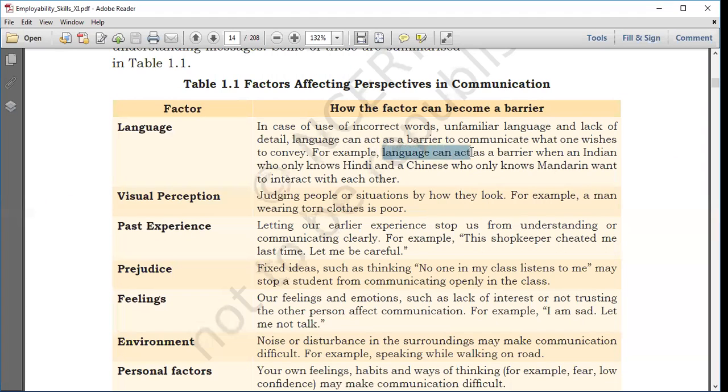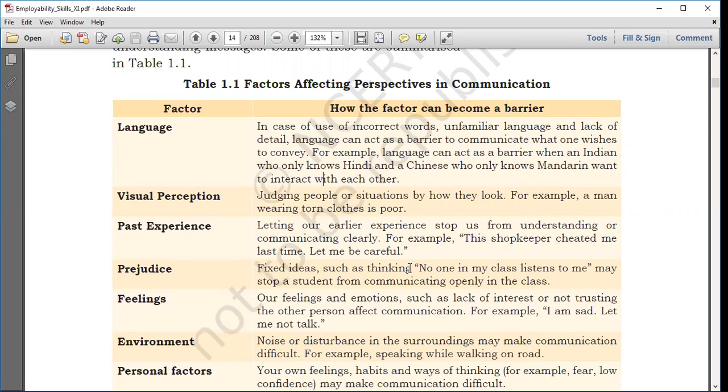For example, language can act as a barrier when an Indian who only knows Hindi and a Chinese who only knows Mandarin want to interact. So the Indian who only knows Hindi and the Chinese person who only knows the Chinese language will not be able to communicate with each other क्योंकि दोनों को एक दूसरे की language नहीं आती. Sometimes language acts as a barrier, as a restriction to communication.